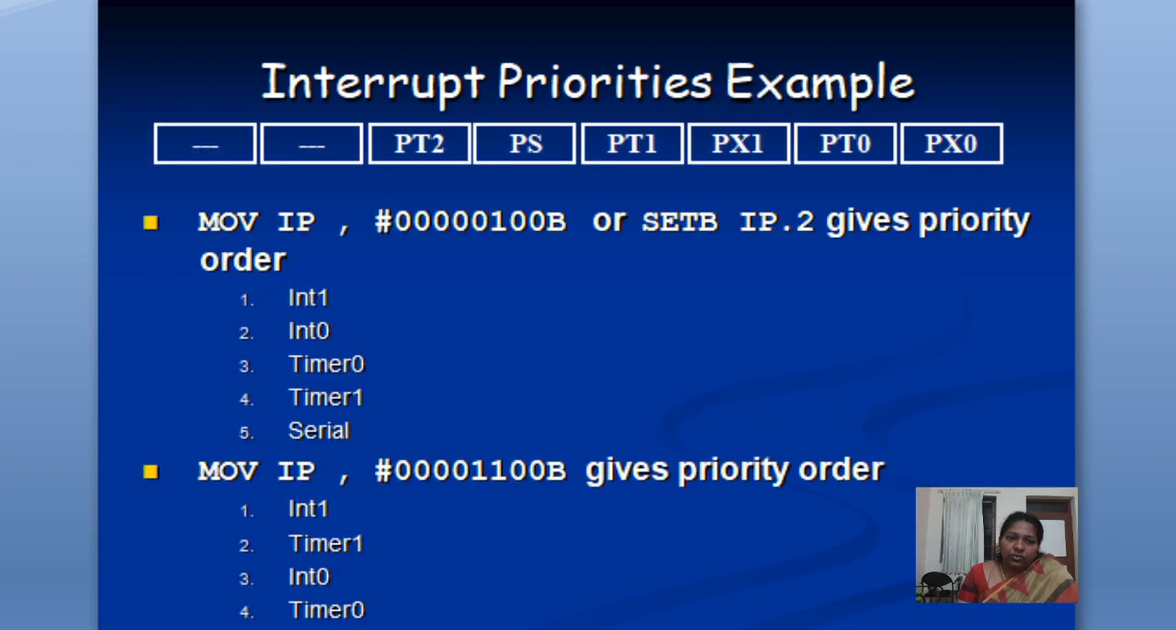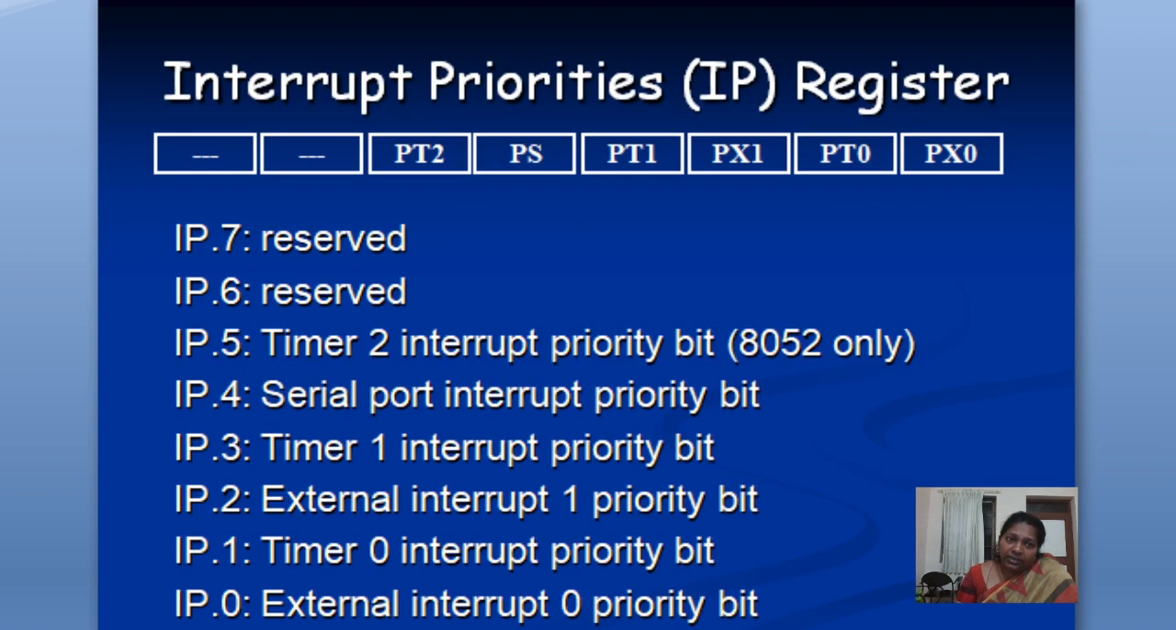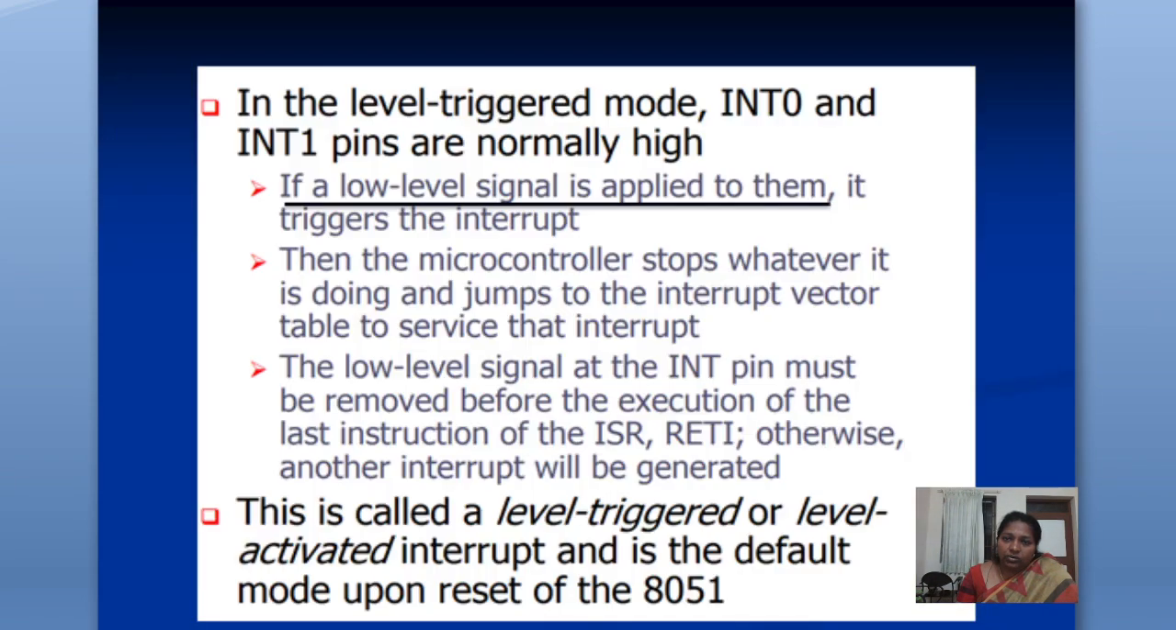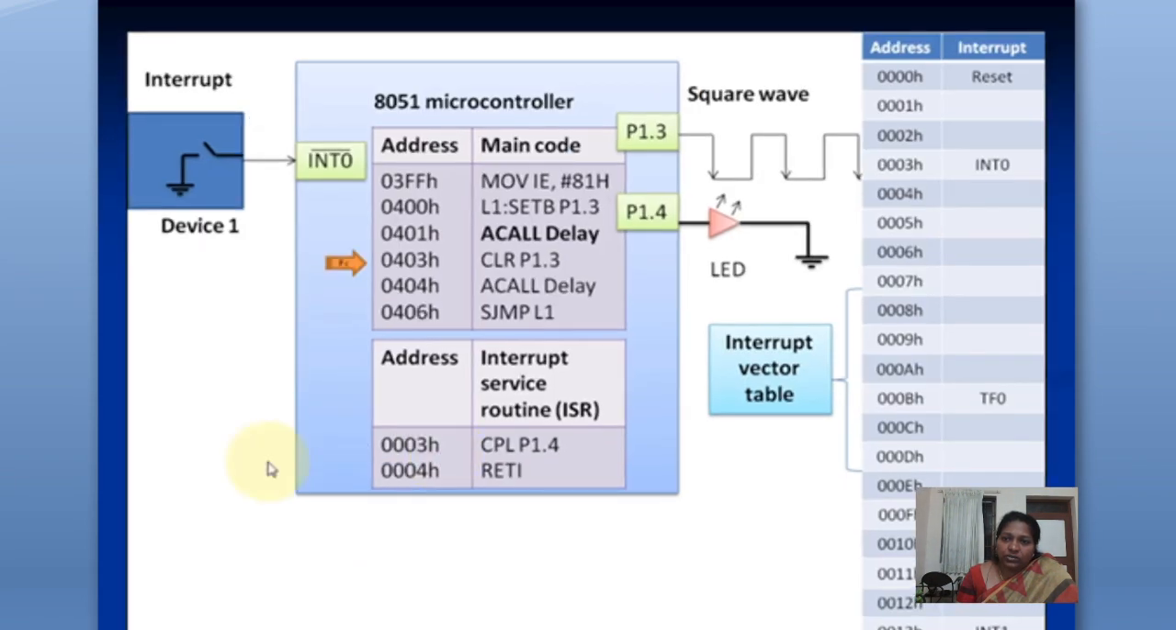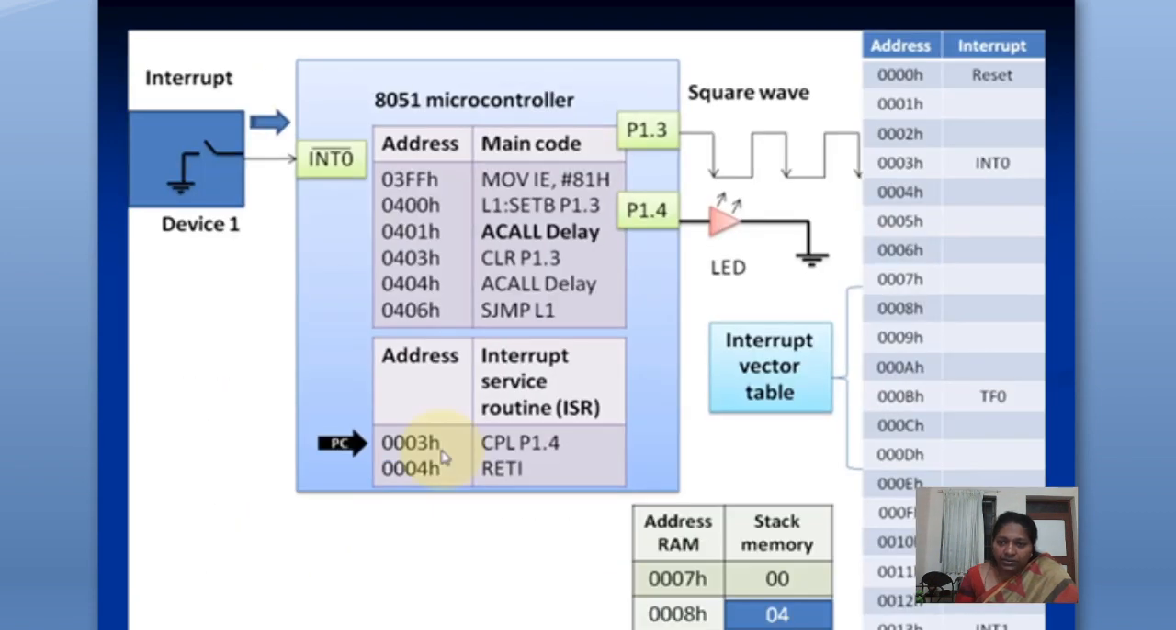Okay, so when a high priority interrupt is working, a low priority one is not accepted. But when a low priority interrupt is working, the higher priority interrupt is always acknowledged. Okay, so you can just go through the programs and try it out.